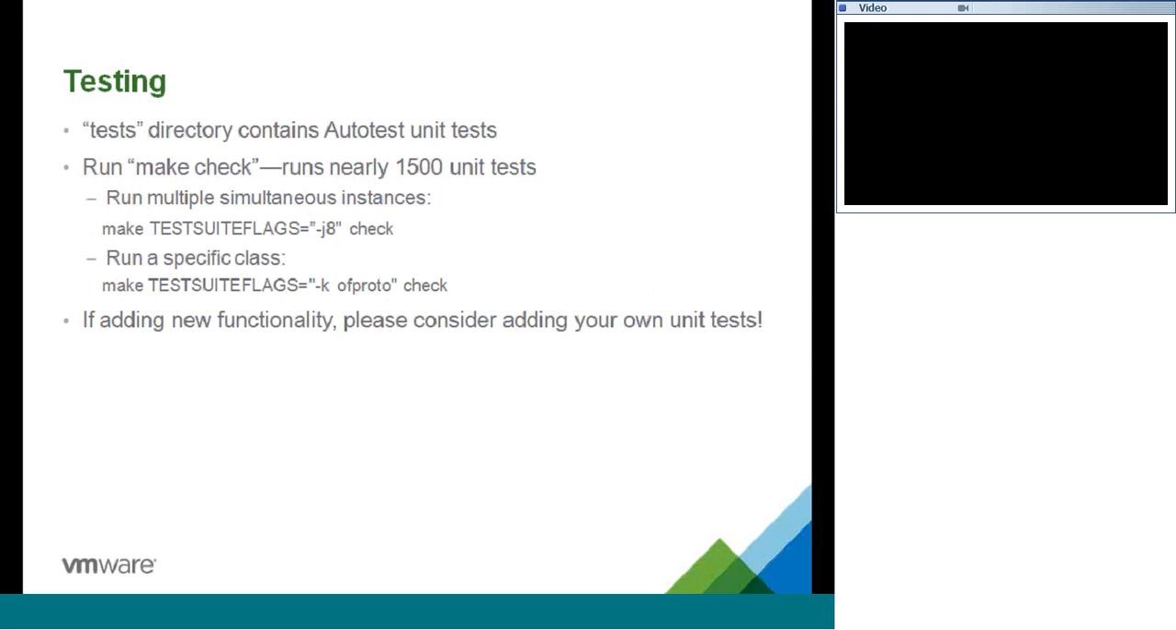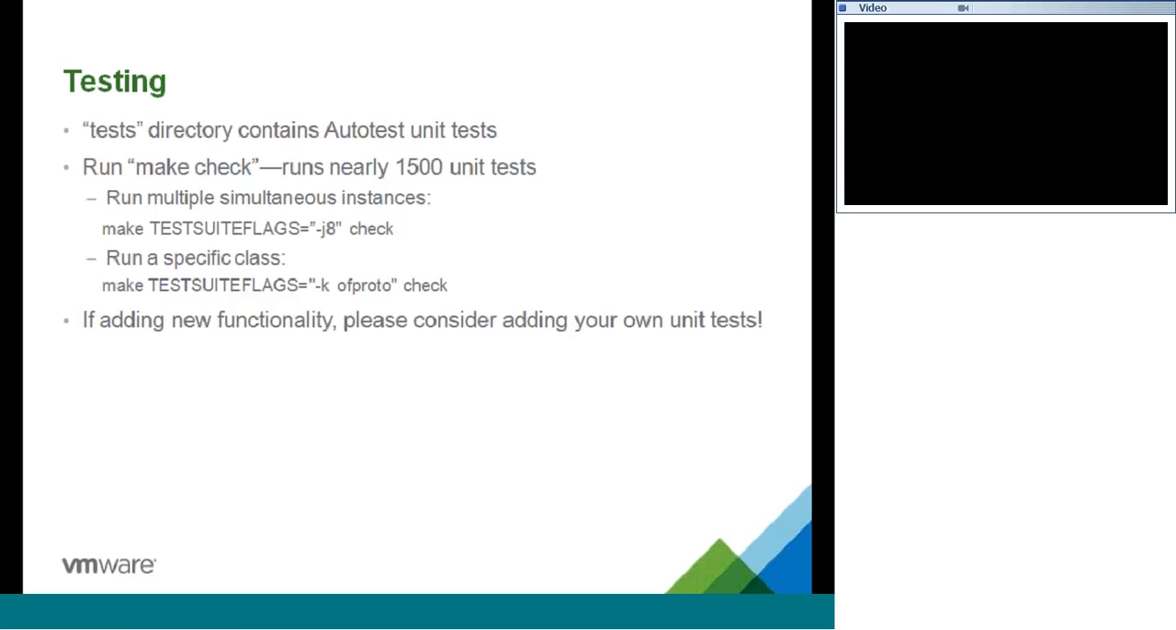And then something that's really important for us is testing. So there's a test directory that has autotest unit tests. When you run make check, there are nearly 1,500 unit tests that run right now. And so here are a couple of useful flags if you want to run it. If you run this test suite with -j8 for 8 jobs, then that will kick off multiple of them simultaneously, because there are obviously a lot of tests, and if you have multiple CPUs, they can run in parallel.